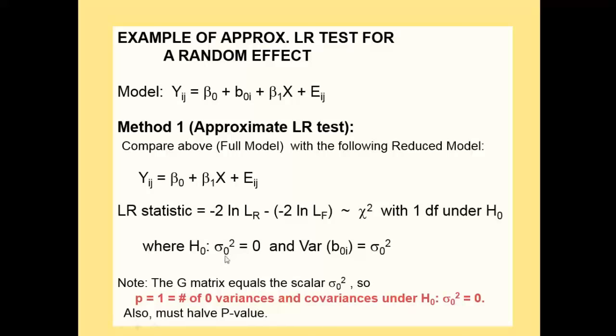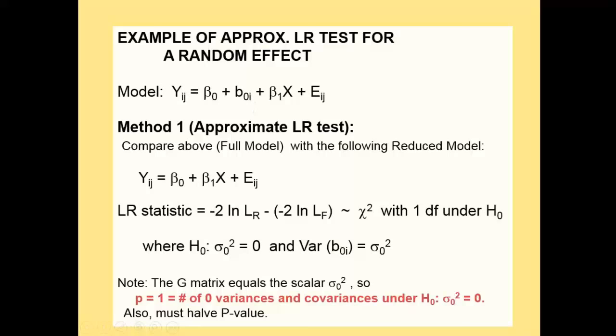How many variances are involved? Just one, right? Just the sigma naught square. So how many variances and covariances are being set equal to 0? One. So the degrees of freedom for this test is 1. That's why it's 1, because you only have a single random intercept.